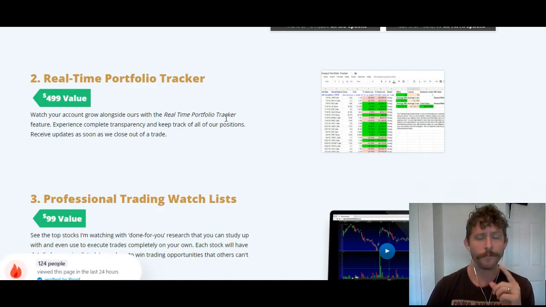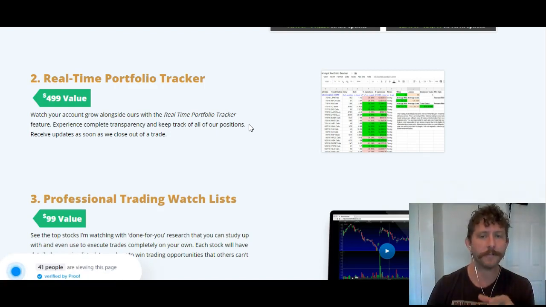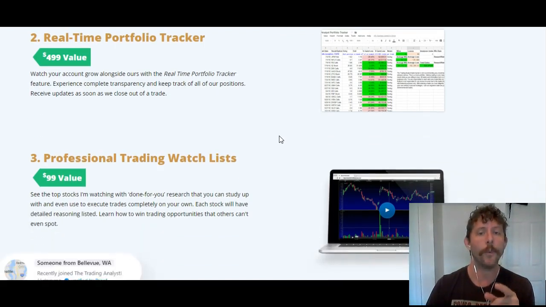We've been using this real-time portfolio tracker since July of 2018. And since that time, the portfolio is up $173,000 in just that 6-month period of time. Tracking all of our alerts. And that's what you're going to get access to when you join.